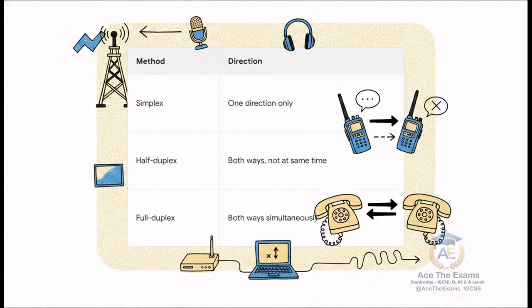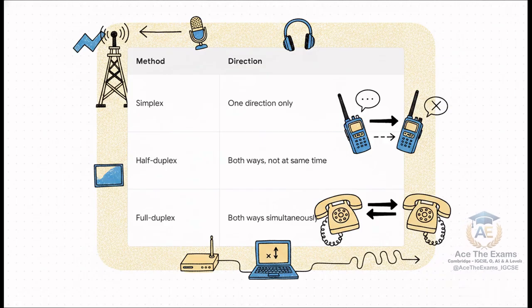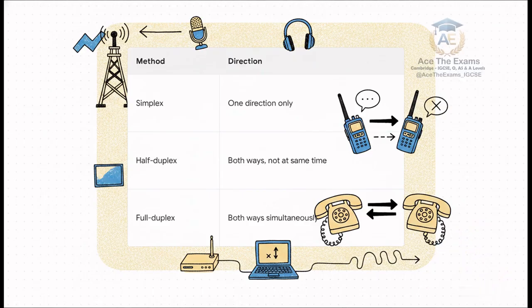Think of simplex transmission like a traditional radio broadcast or a one-way street. Data flows in one direction only. Half duplex allows two-way communication, but not at the exact same time. It's basically like using a walkie-talkie where you have to say over before the other person can start talking. And finally, full duplex allows data to travel in both directions simultaneously, much like a regular telephone call or your high-speed internet connection.